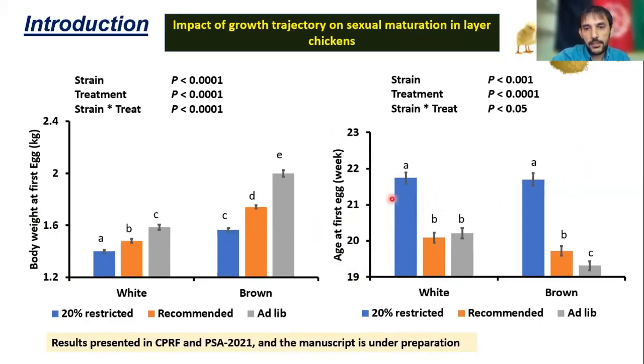As is clear in this figure, birds which were reared in restricted condition delayed egg production by a couple of weeks compared to the target birds, and it was more pronounced in the brown birds. We found that the birds which were reared in ad lib condition advanced sexual maturation by 1 week compared to the target birds and by 3 weeks compared to the restricted birds. The results from this study were presented at CPRF and PSA 2021, and the manuscript is under preparation.